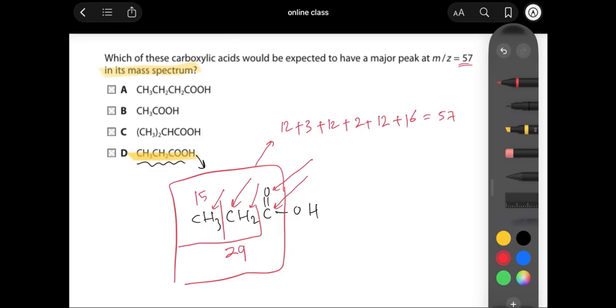And if you try the same procedure for the other compounds in here, you never have a fragment with a mass per charge ratio of 57. So if you want to write it, it's going to be like this. This fragment is CH3CH2CO positive. So the molar mass of this fragment is 57.